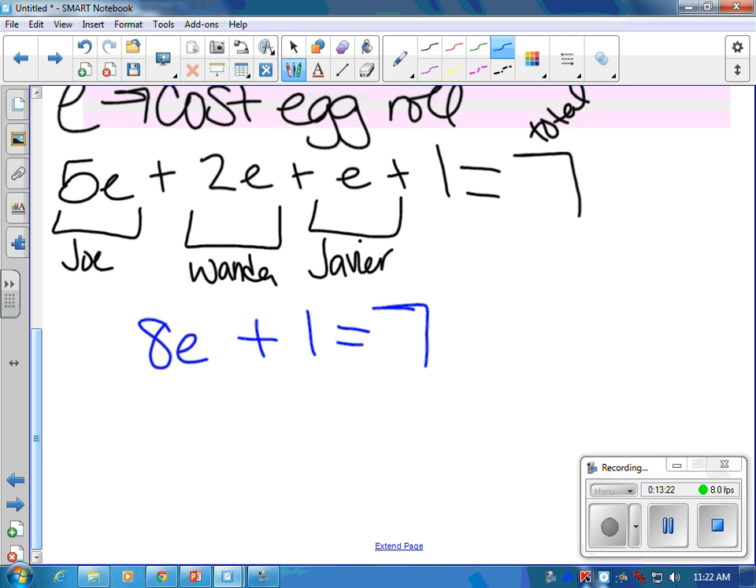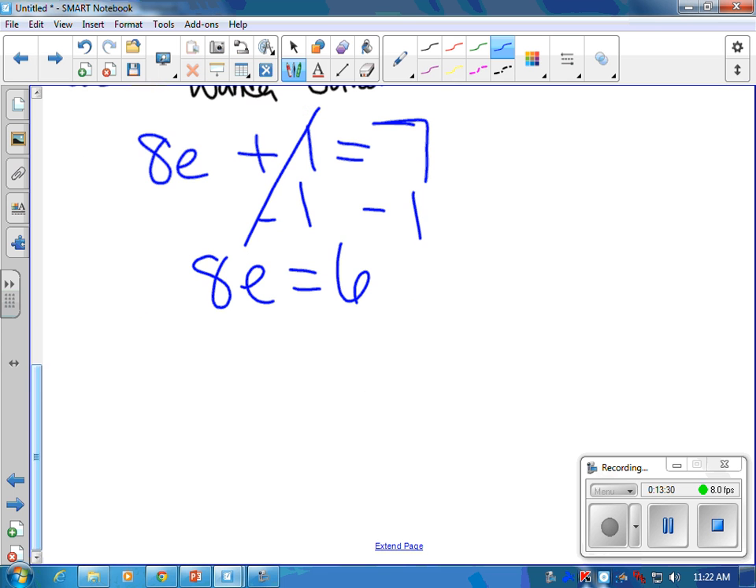Check both sides. Good. Got to do it to both sides. So I got to get rid of this 1. Now I have 8e equals 6. Now what, Dante? Good. Now I divide both sides by 8. 1 times e is e.